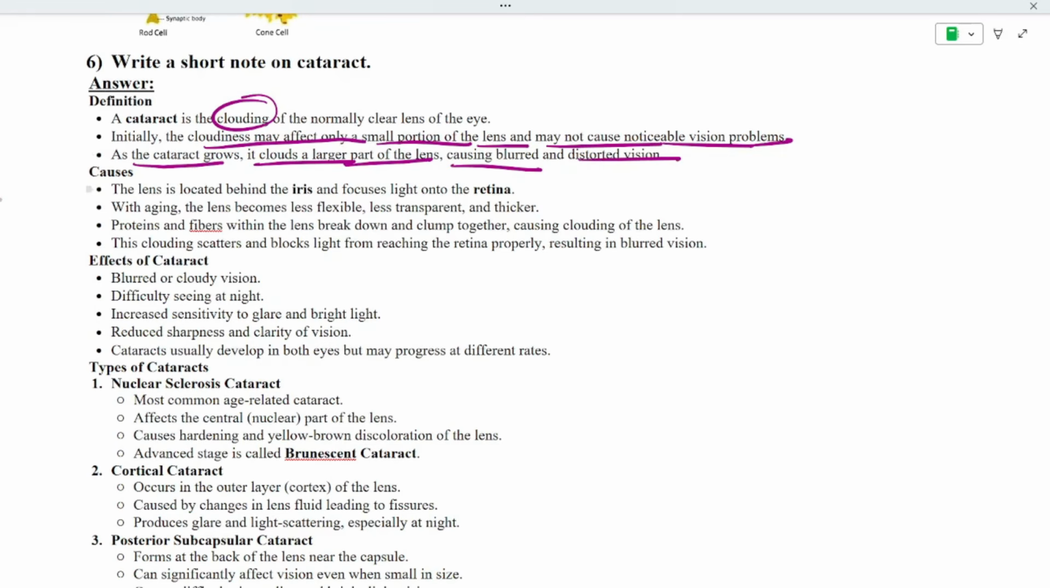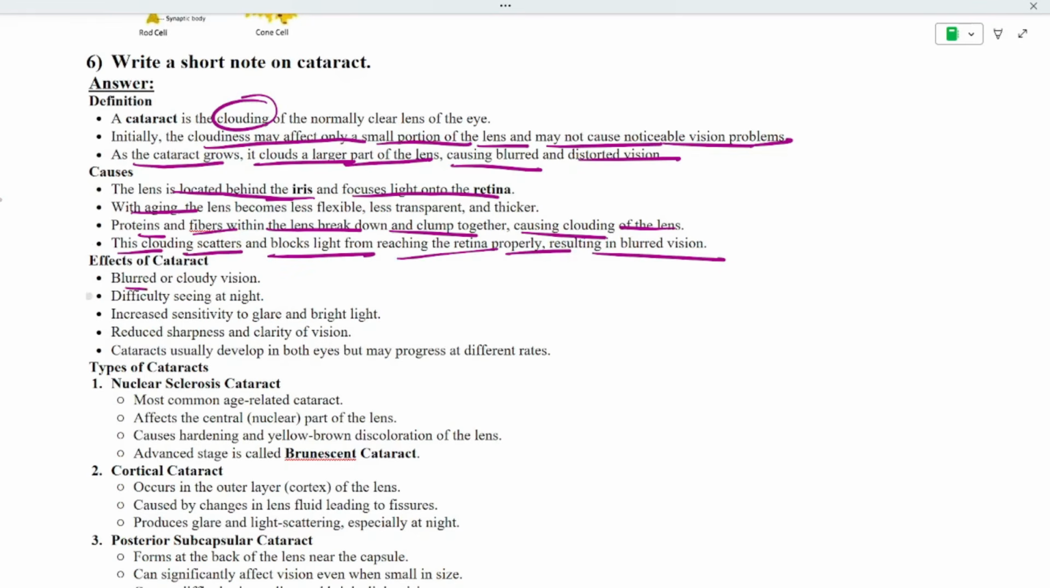What are the causes? The lens is behind the iris and focuses light onto the retina. With aging it may occur. Protein and fiber within the lens break down and clump together, causing the clouding of the lens. The clouding scatters and blocks light from reaching the retina properly. It results in blurred vision.